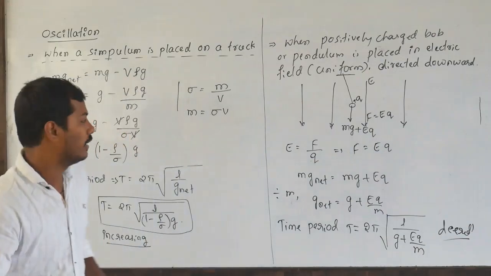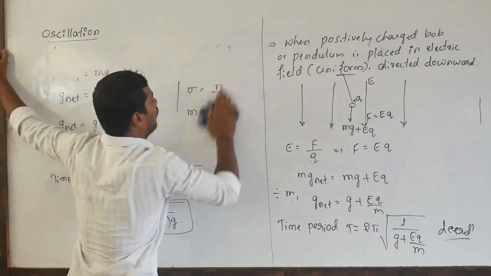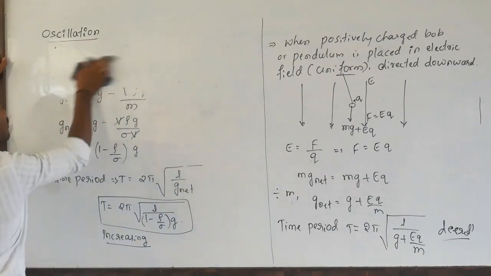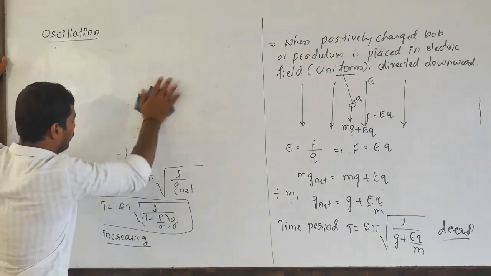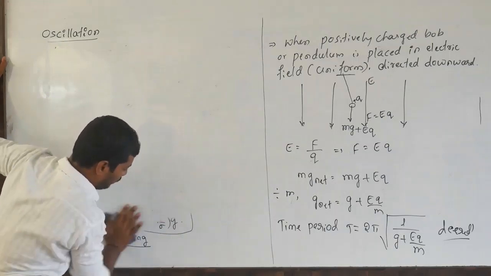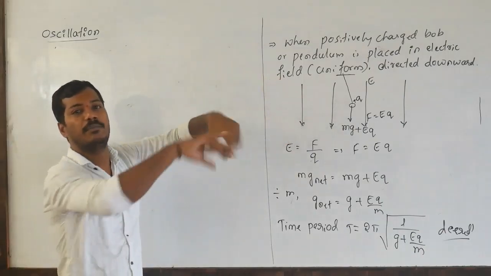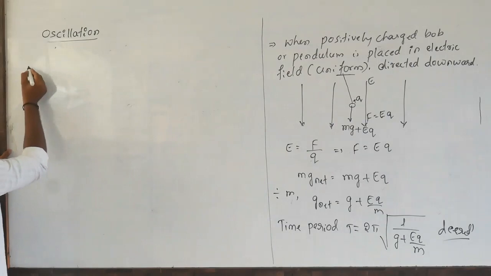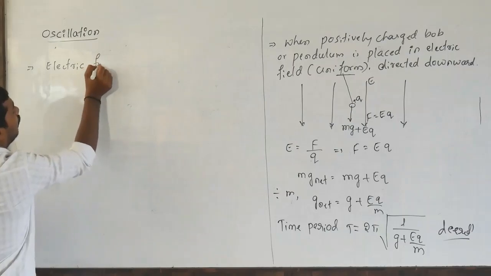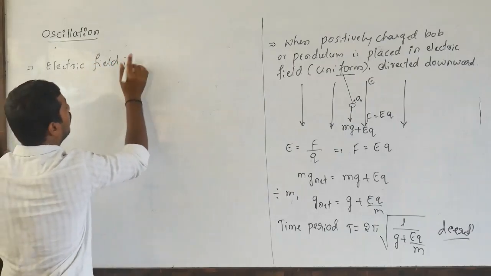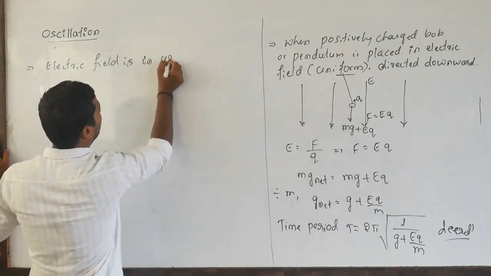Time period is decreasing. Next thing is, if the electric field is in the opposite direction to the pendulum. If the electric field is in what direction? Opposite direction means upwards.